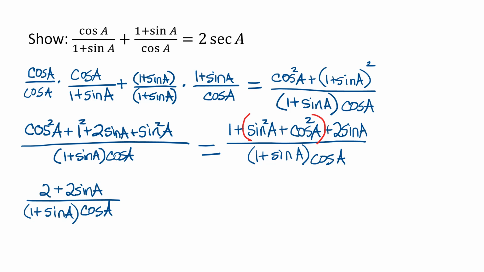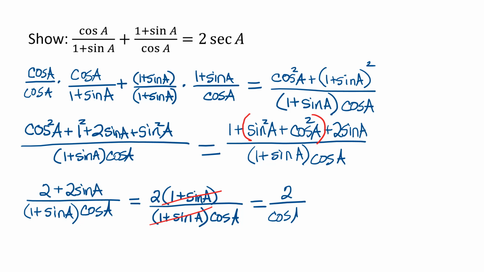Now, if I notice, I can factor out that 2 in the numerator: 2 times 1 plus sine A over 1 plus sine A cosine A, and now I have a factor of 1 plus sine A on the top and the bottom. They can be canceled, and I end up with 2 over cosine A, and since cosine A is the reciprocal of secant, this equals 2 secant A, which is what I was trying to get.